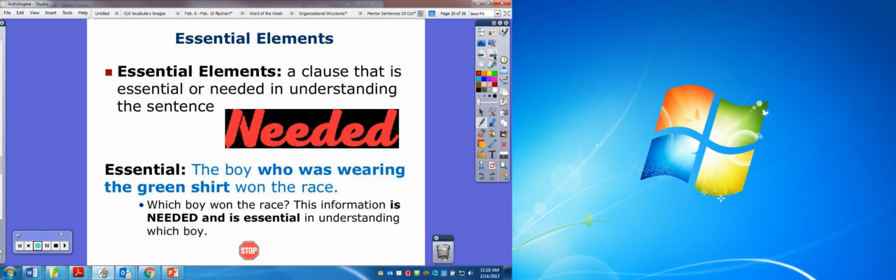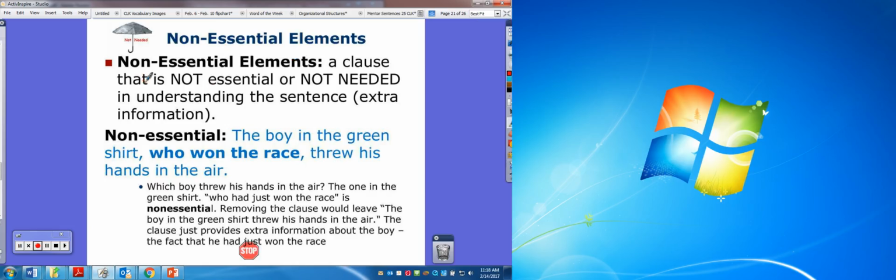The boy who was wearing the green shirt won the race. Okay? Here is our dependent clause. Notice there are no commas around it. Why? Because it is essential to understanding which boy won the race. Which boy won the race? The one who was wearing the green shirt. We need this clause in order for it to make sense. Therefore, no commas are needed.